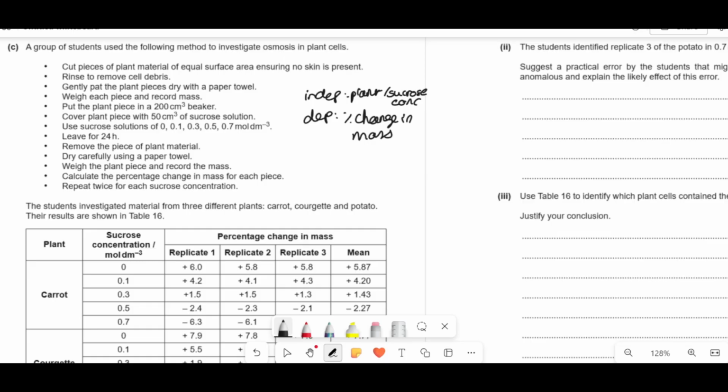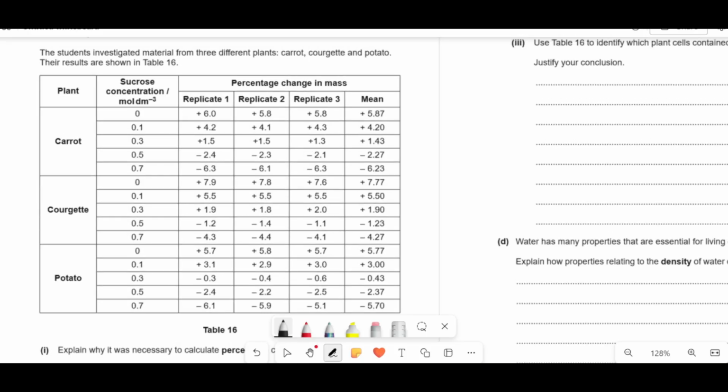So what they did is they cut plant material of equal surface area, ensuring no skin is present. They rinsed to remove debris. They patted them gently with a dry paper towel. They weighed them and recorded the mass, put them in a 200 centimeter cube beaker, and then they covered it with 50 centimeters cube sucrose solution and left them in these different solutions for 24 hours. They removed the piece of plant material, dried it again and weighed it, and then calculated the percentage change in mass, and then repeated twice for each. And here's the results for 3 different plants as shown here.